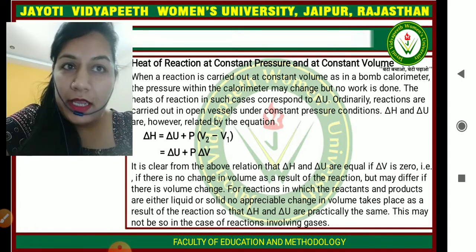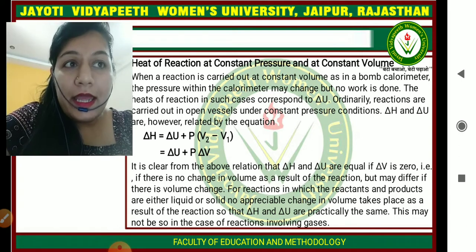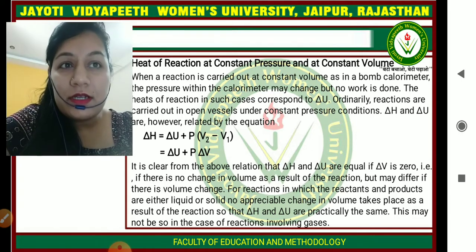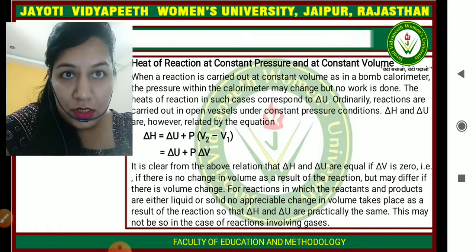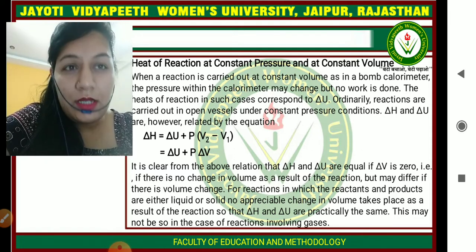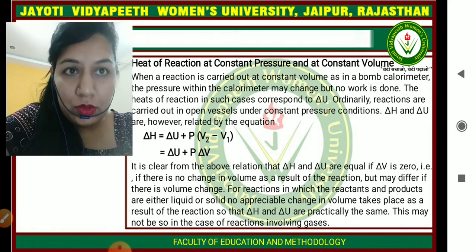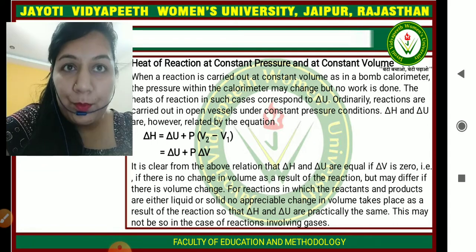Ordinarily, the reactions are carried out in open vessels under constant pressure condition. Del H and del U are however related by the equation: del H, which is the change in enthalpy, equals del U, which is the change in internal energy, plus P (V2 minus V1), where V2 minus V1 is the change in volume. So we can also write this equation as del H is equal to del U plus P del V, where del V is the change in volume.